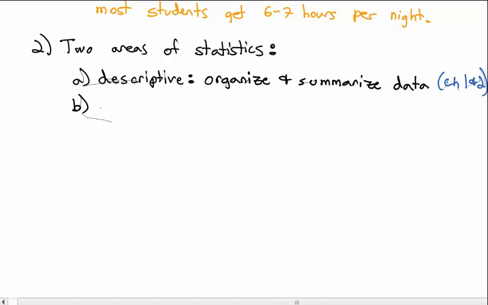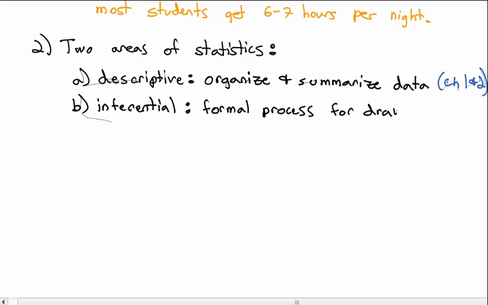to begin to set up what is called inferential statistics. And inferential statistics is really the formal process for drawing conclusions from data. And this formal process is what we're going to look at when we get to chapters 8 through 13.